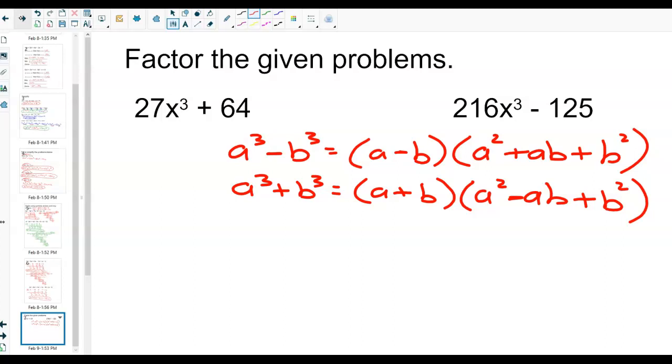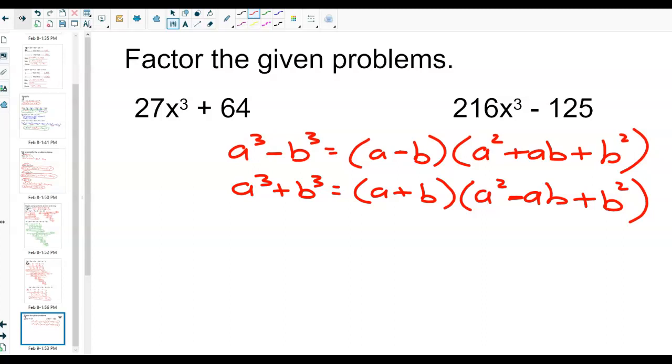Okay? You have to know these formulas. They will not be given to you. So if you want something to study, those formulas you need to know. If you know the formulas, it's easy. If you don't, you really don't have a chance. Okay?